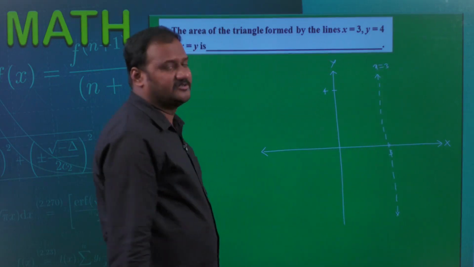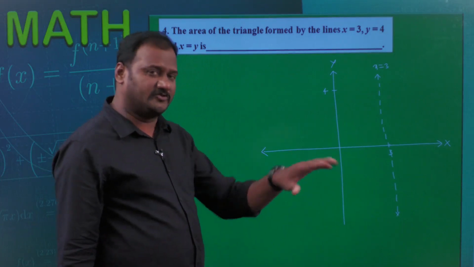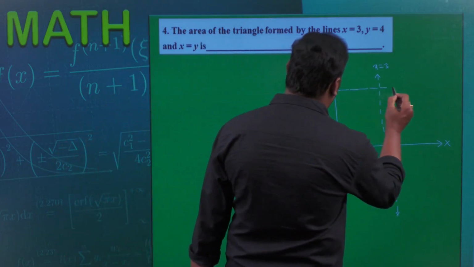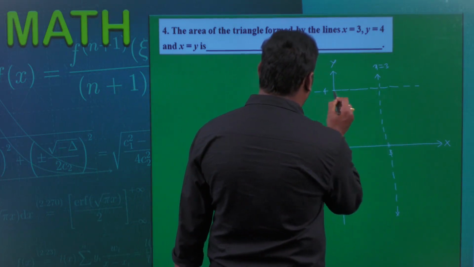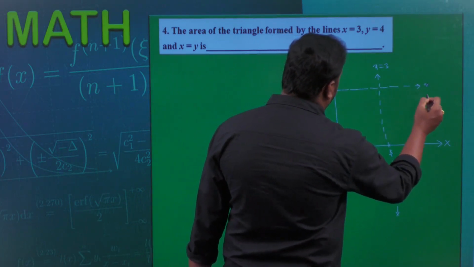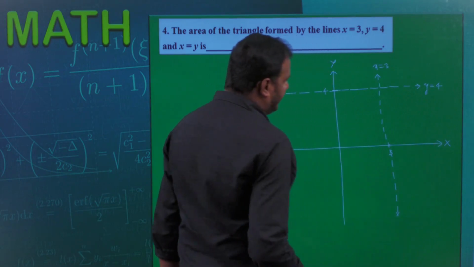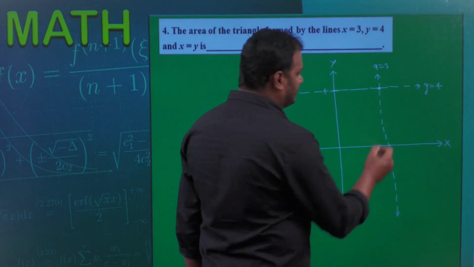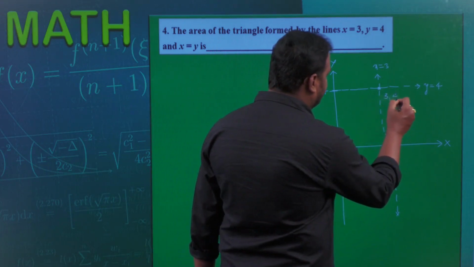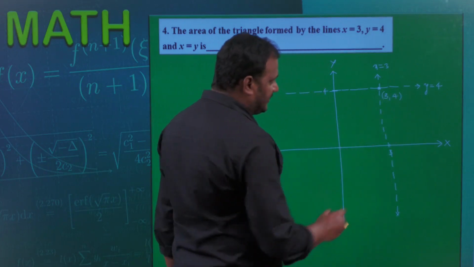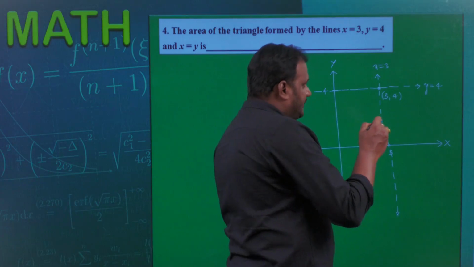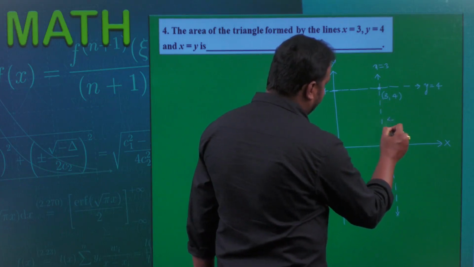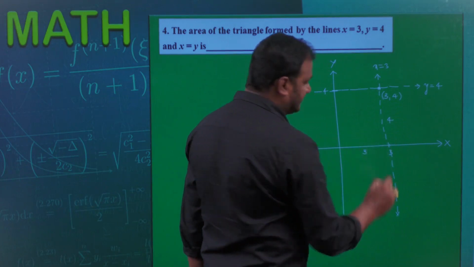And what is y is equal to 4? The y value is always 4 on the line. This is the line where the y value is always 4. Okay. So the equation is y is equal to 4. Then what is the point of intersection of both of them? x is equal to 3, y is equal to 4 means this point is (3, 4). So this vertical distance is going to be 4 units and the horizontal distance is going to be 3 units.